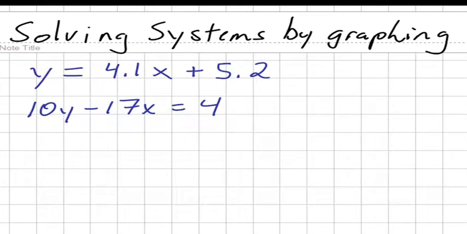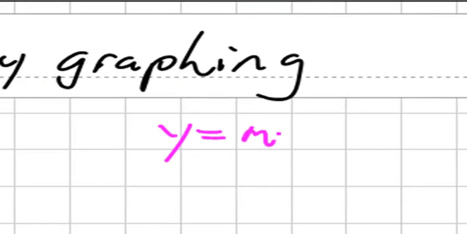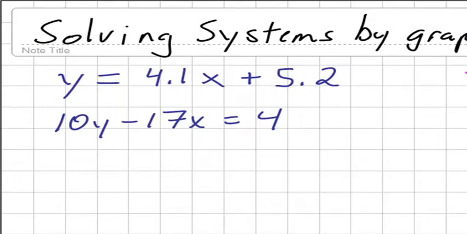Okay, here I have a system of linear equations in two variables, and I'm asked to solve this system by graphing. In order to graph it, I must first put them both into slope-intercept form. And again, slope-intercept form is y equals mx plus b. My first linear equation is already in slope-intercept form.